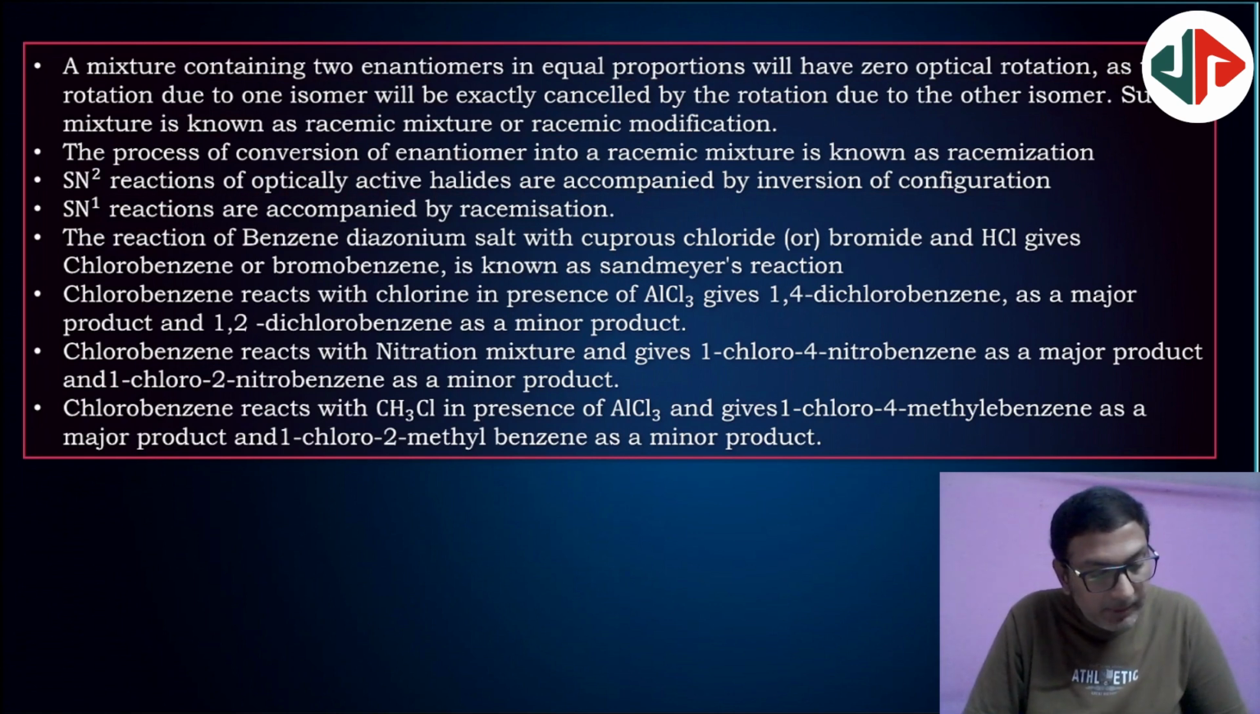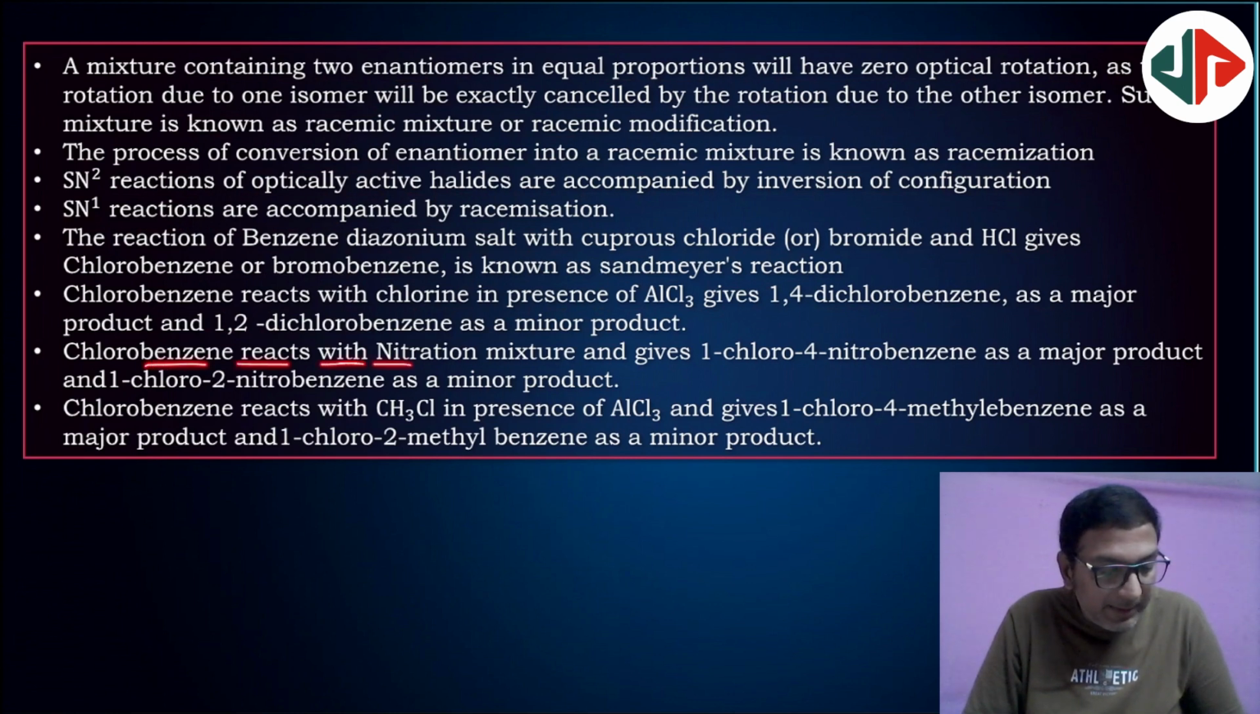Next, the reaction of benzene diazonium salt with cuprous chloride or bromide with HCl gives chlorobenzene or bromobenzene, known as Sandmeyer's reaction. Very, very important. Next, chlorobenzene reacts with chlorine in the presence of AlCl3 to give 1,4-dichloro as major product and 1,2-dichloro as minor product. This is the best example of aromatic electrophilic substitution.